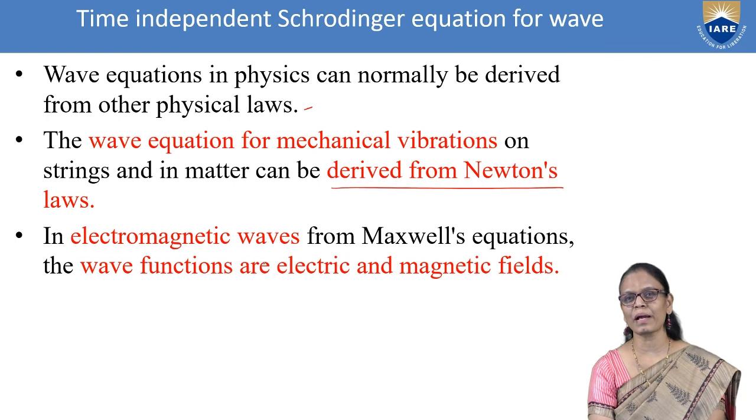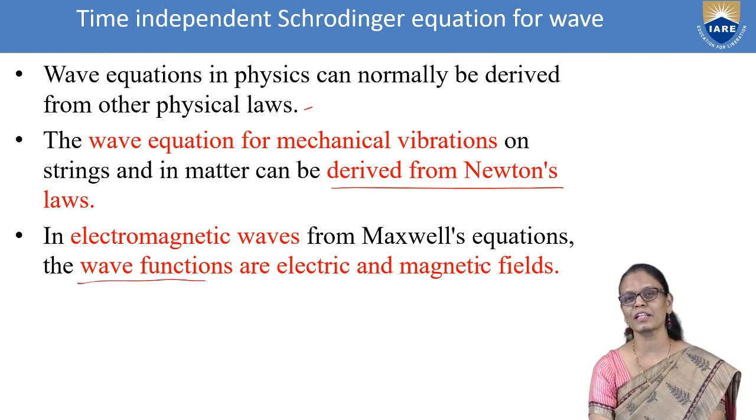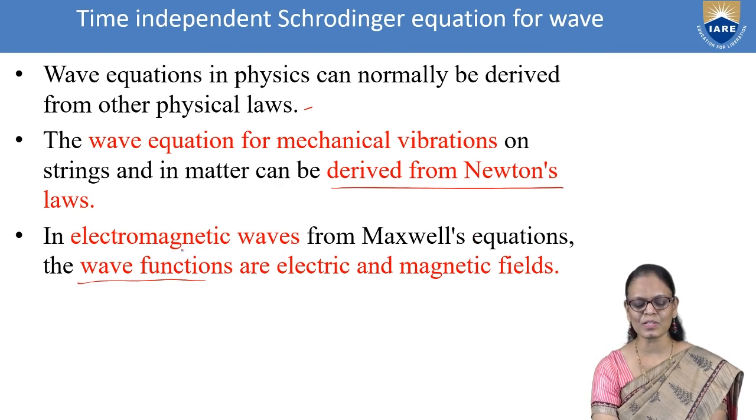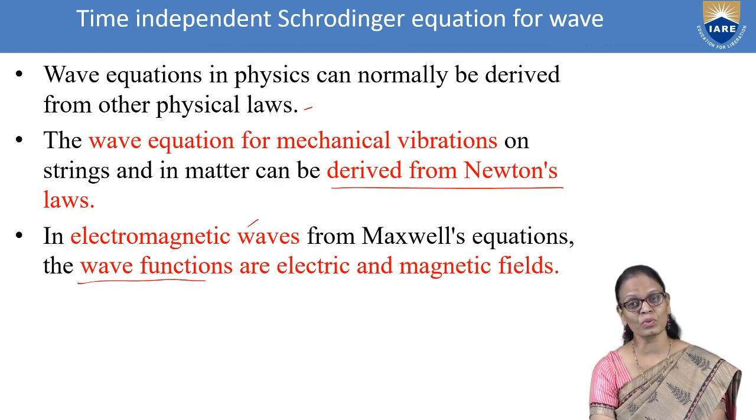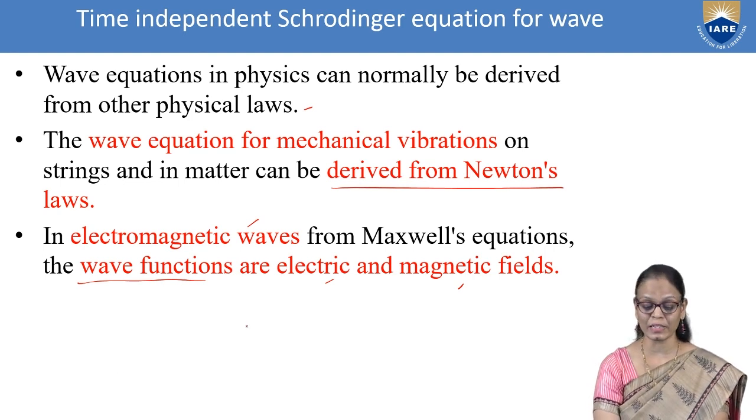Now, in electromagnetic waves, from Maxwell's equations, the wave functions are the electric and magnetic fields. Because when we talked about radiation and Maxwell's equations, we talked in terms of electromagnetic waves. To denote these electromagnetic waves, the wave functions we used are the electric and the magnetic fields. But now when we are talking about the wave nature of electrons, we are talking in terms of matter waves, as I told you. They are matter waves.